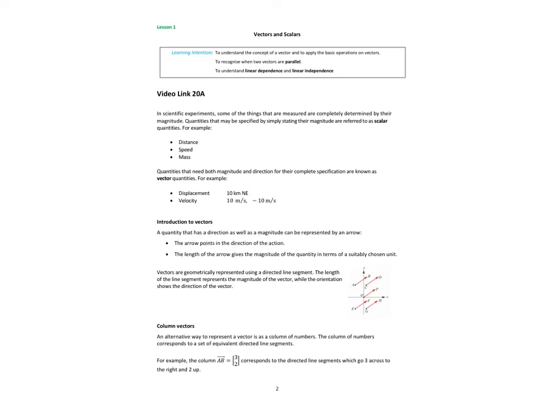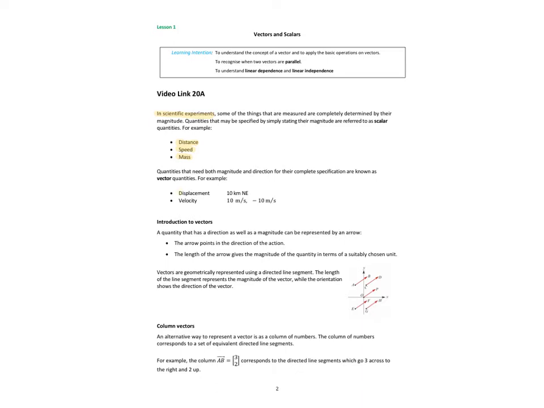Okay, so what are vectors? I guess it's just as easy to talk about things that aren't vectors. Obviously in physics and chem, in some experiments, things are just measured by their size: distance, speed, mass of an object. Other things are also measured by their size and their direction.